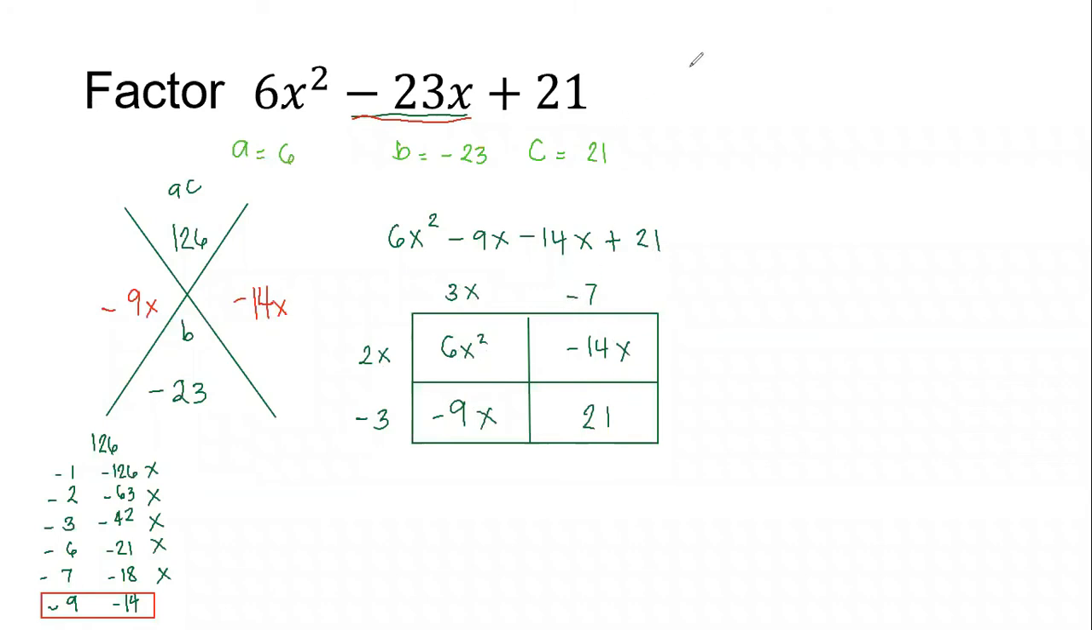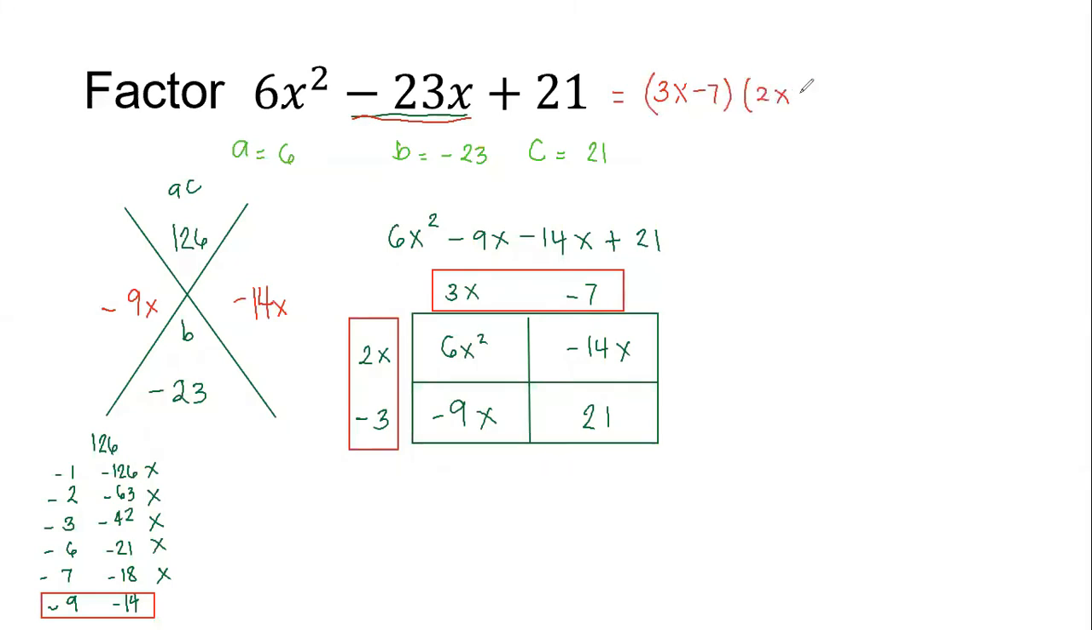So now we're going to write the factors of 6x squared minus 23x plus 21. So the factors would be this and this. So to write that, we will have 3x minus 7 times 2x minus 3. So the factors would be this. So again, if you want to check your answer, if it's correct, you could always do the FOIL method. So let's have the next example.